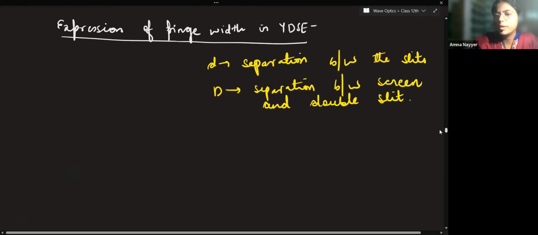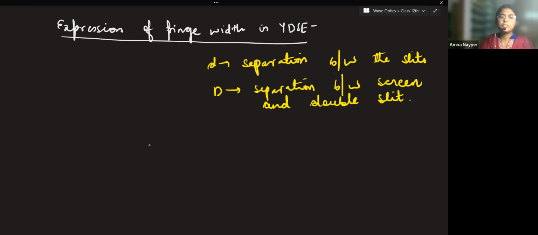Before we do fringe width, we have to understand what is the linear separation of the central bright fringe from any of the fringes that we take. So see, for that, let me draw this.